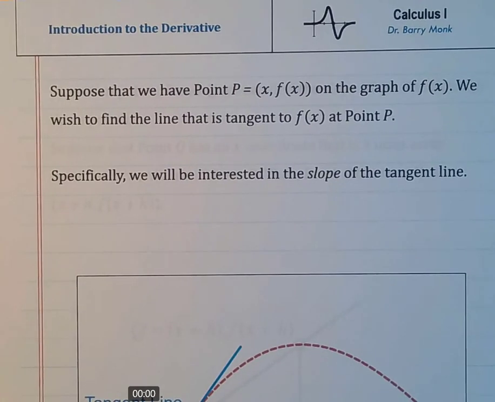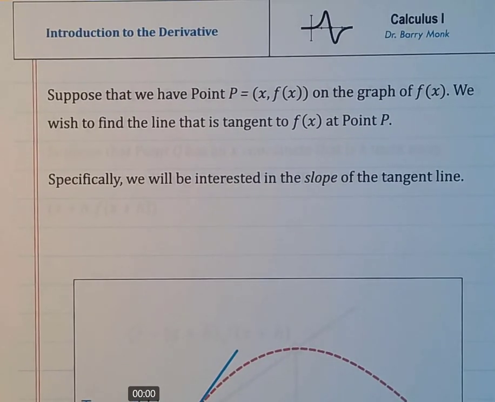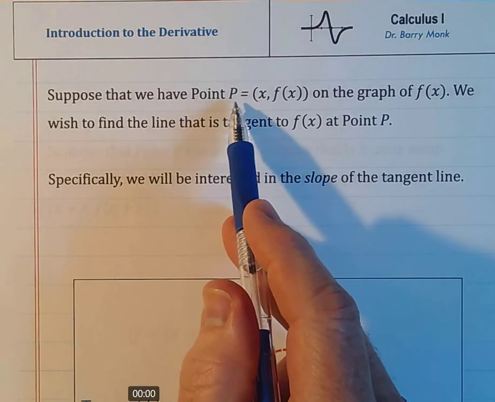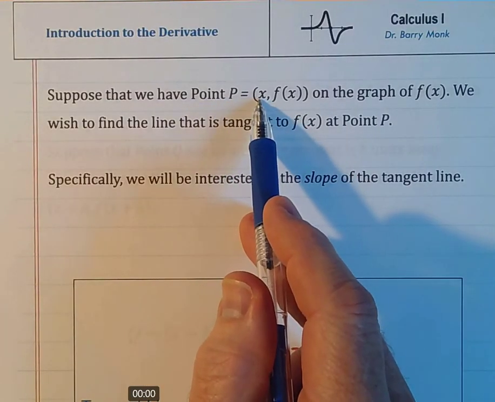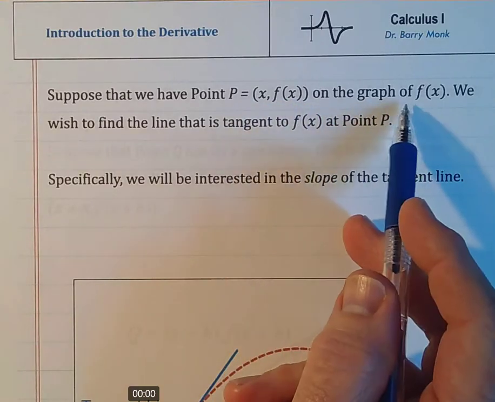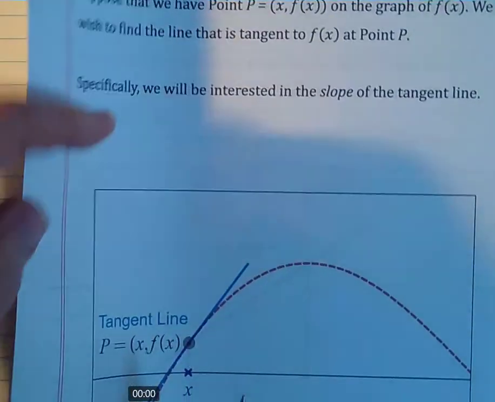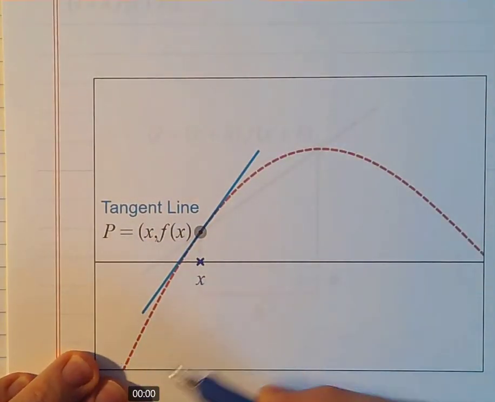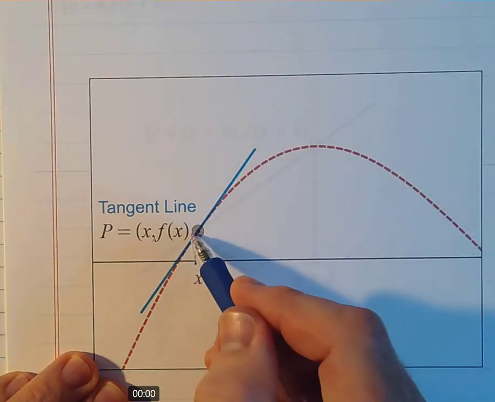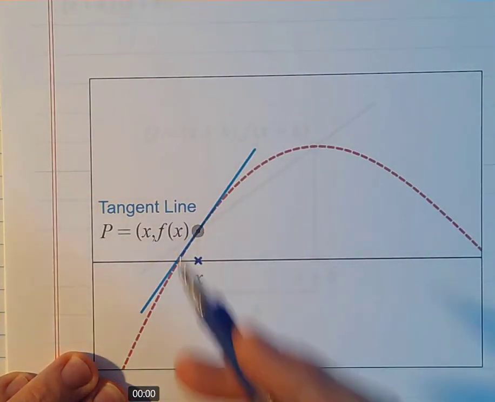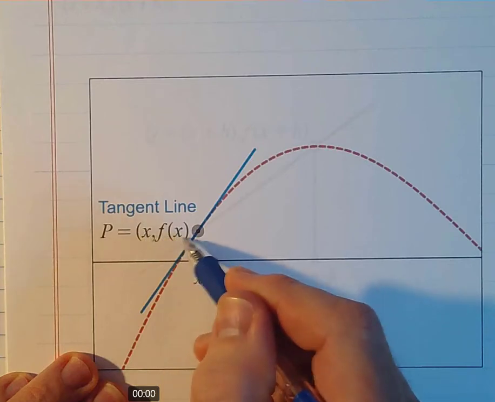Okay, so now we're going to talk about the derivative. Suppose that we start with a point, I'll just call it P, which is x, f of x. And that's on the graph of f of x. Okay, so that's just some general point down here. We got some graph of f of x, and we've got the point P right here, which is just some general x value and the y value, which is f of x.